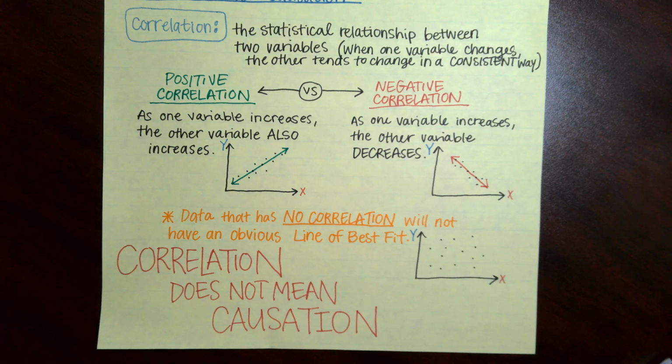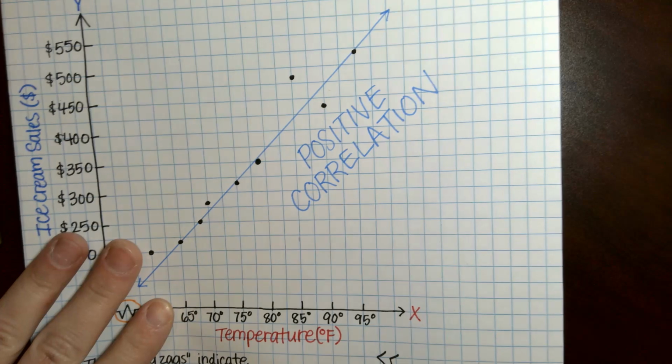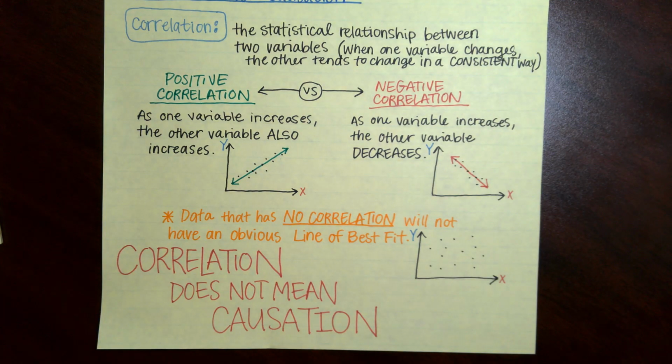It's a little tough to really pinpoint which one is which at certain times. And I will say, it is tempting to say that higher temperatures cause higher ice cream sales. And while there is a very, very strong, clear, positive correlation here, ice cream sales and temperature are related, but the temperature itself does not directly cause people to buy more ice cream.